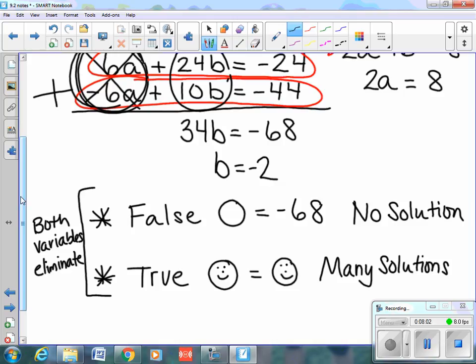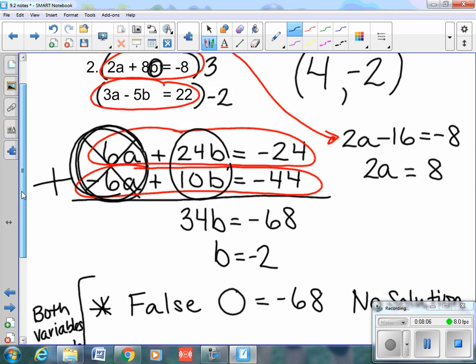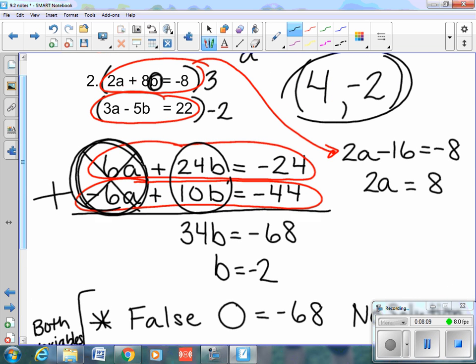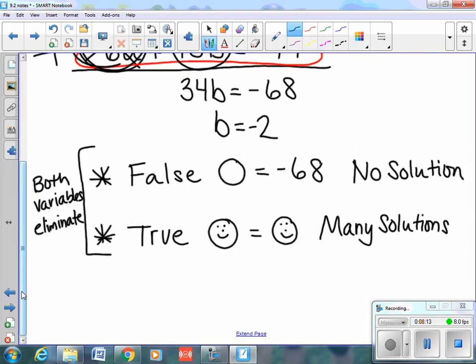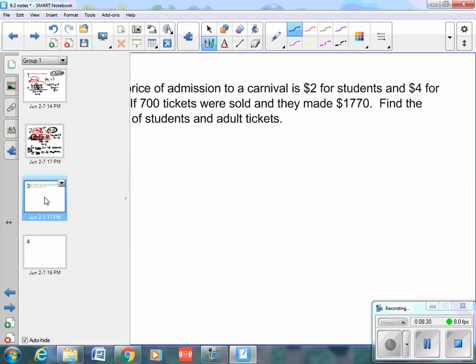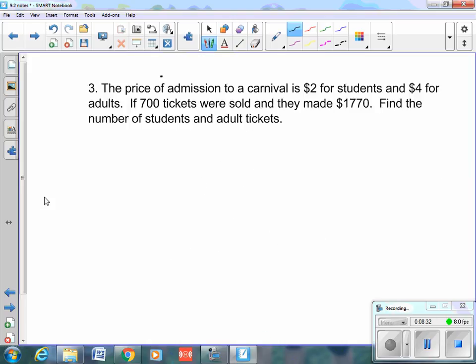So, when you're working on your problems today, you might end up with an actual answer to the problem, like this one up here, or you might have your variables cancel out and you might have a false or a true statement. So keep that in mind when you're doing your homework. If your variables cancel out, it's no big deal. Just look at this little grid right here and it'll tell you what kind of an answer you're going to get.